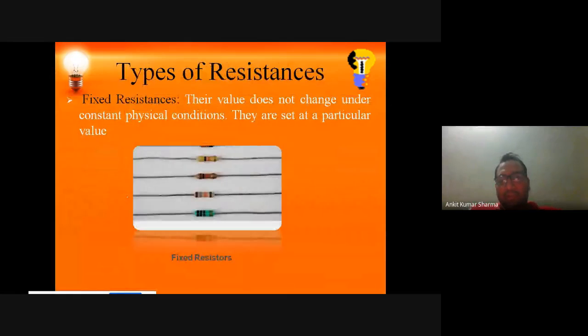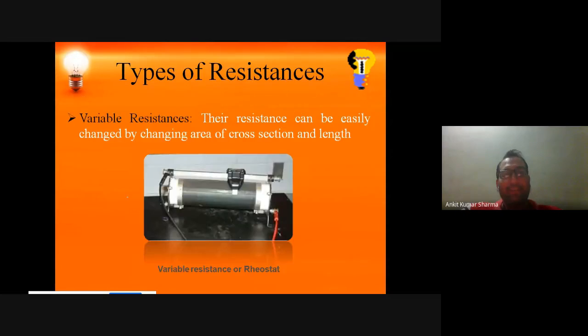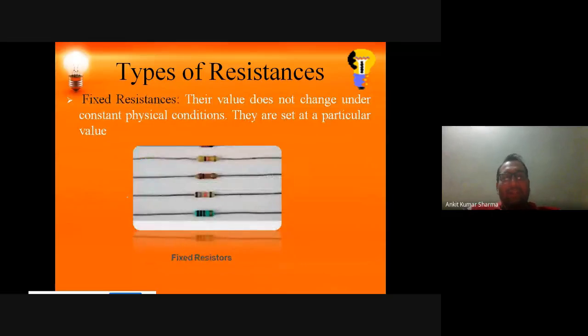Now we will discuss the types of resistance. There are fixed resistance and variable resistance. You can see fixed resistance in the pictures. This picture shows various types of fixed resistors, and as the name indicates, their value does not change under constant physical conditions. They are set at a particular value, so they are called fixed resistance.